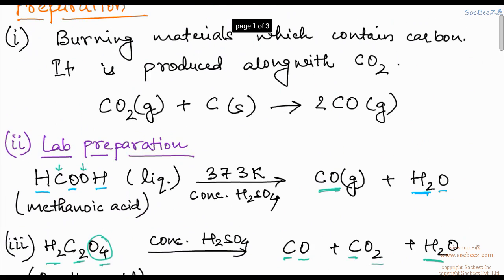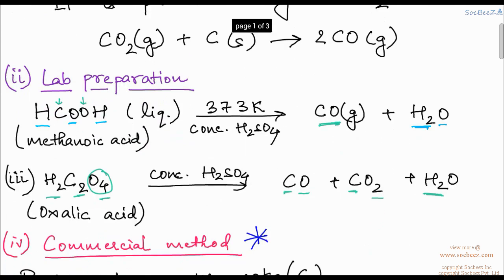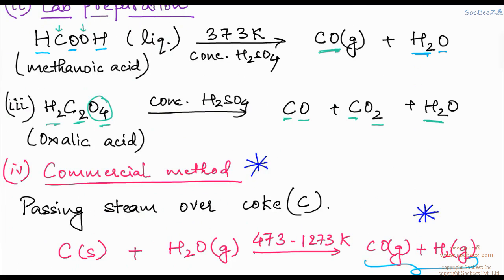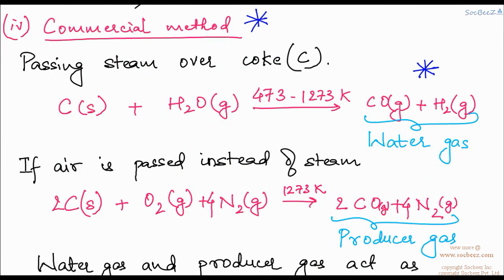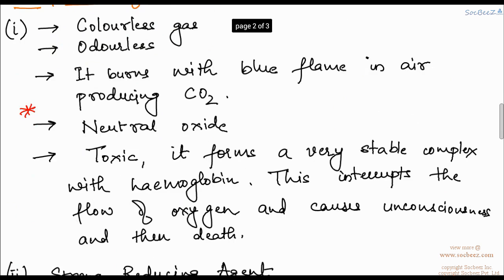Let's revise what we studied. We first understood that carbon monoxide is prepared when we burn any carbon containing material. In the lab we prepare it using methanoic acid. When methanoic acid and oxalic acid are dehydrated, they produce carbon monoxide. Commercially, we prepare carbon monoxide by passing steam over coke to produce water gas, and when air is used, we produce a gas which is CO plus N2. They both are used as fuel.